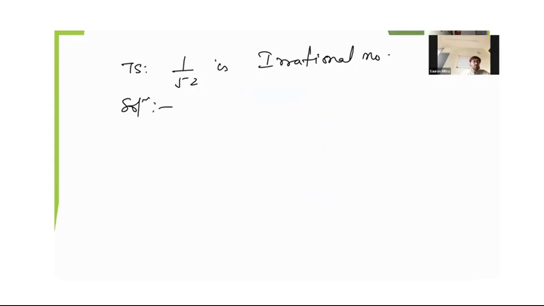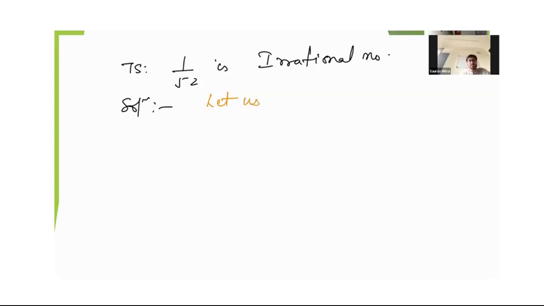So let's do a numerical to show that 1 by root 2 is an irrational number. We have to prove this. Always, these types of proofs are solved by contradiction. We assume, yes, this is a rational number, but after some time you will get a contradiction and we will say that our supposition or assumption is wrong.